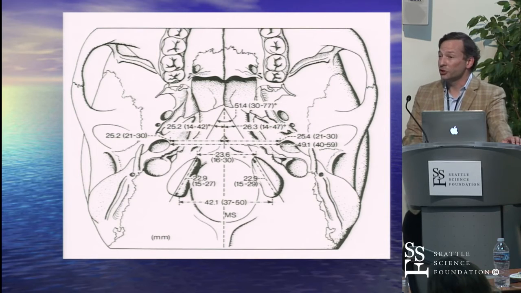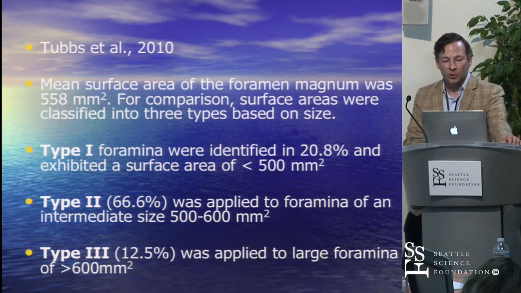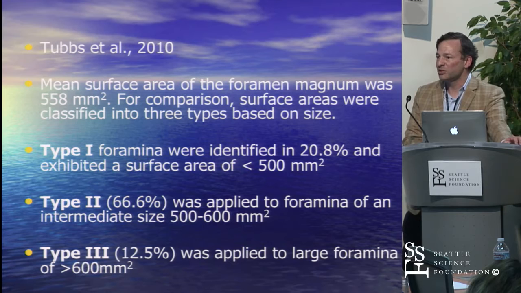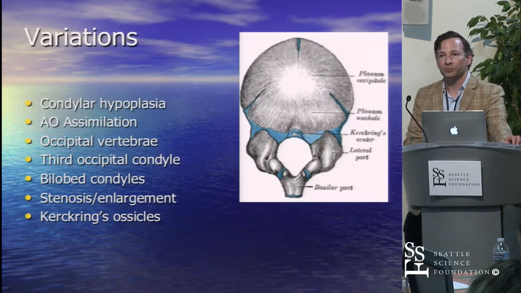One important relationship shown here, especially for condylar screws, is the direction of the condyles to the foramen magnum, from a posterior lateral to a posterior medial orientation. We looked at the different surface areas of the foramen magnum, and these come in wide varieties. The type 3 is greater than 600 millimeters squared. Most of ours were in that type 2 region.